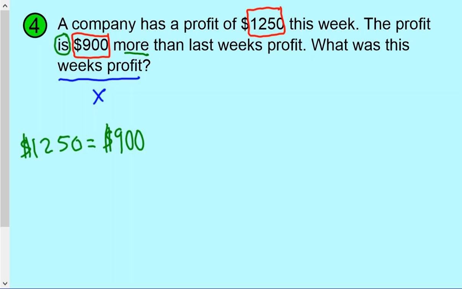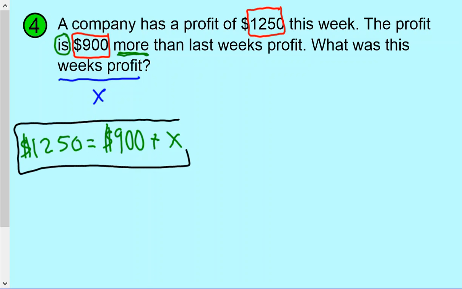More is an addition calculation, so we're going to have $900 plus, and then we have the unknown, so plus x. Okay, so 1,250 equals 900 plus x. That is going to be our equation. That's the first part of our challenge here. And then the second part is solving for the value of x. So we have 1,250 equals 900 plus x.